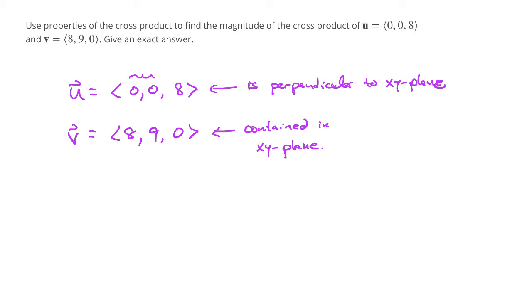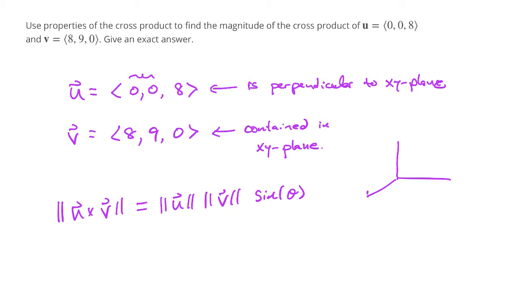And so the shortcut that we can take in this case is that the magnitude of the cross product of u and v is equal to the magnitude of u times the magnitude of v times the sine of the angle between those two vectors. But because our vector v is contained in the xy plane and u is perpendicular, the angle in between is 90 degrees, and so the sine of 90 degrees is just 1. And so the magnitude of the cross product is just the product of the two magnitudes of the two vectors.